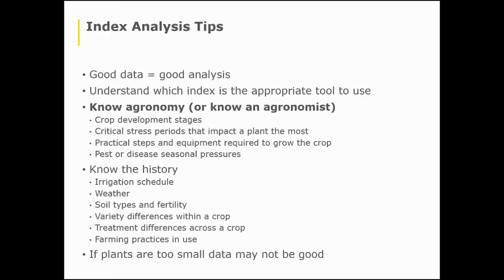And finally, if the plants are too small, the data may not be so good, because if you can't actually get a pixel value or several pixel values that represent that sample of a plant, you may not get that much information that's worth analyzing. If 95% of your data set is soil, chances are you're analyzing soil and not the plants. So keep those things in mind when you're doing your analysis.